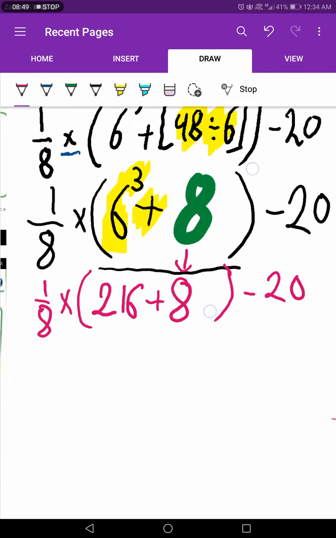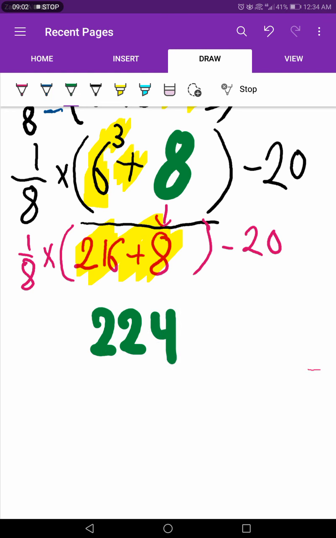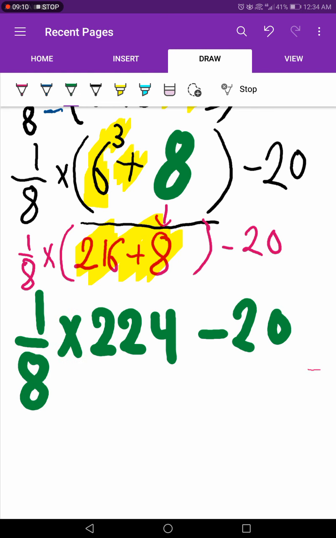Now I still have parentheses, so I will execute it. 216 plus 8 equals 224, and here 20 coming down, and multiply 1 over 8. Now how many operations do I have here? I have two operations, multiply and minus. Multiply comes before minus, as you know. 1 over 8 multiplied by 224.